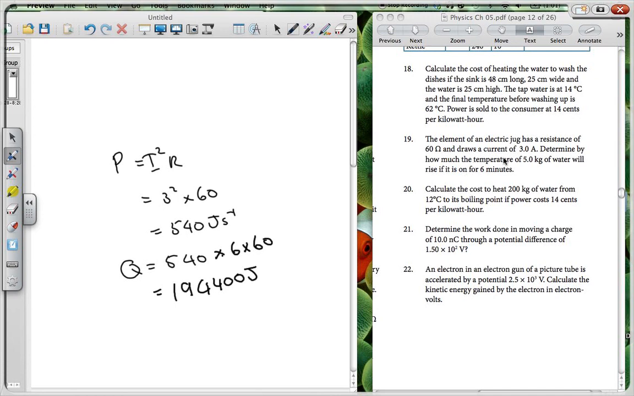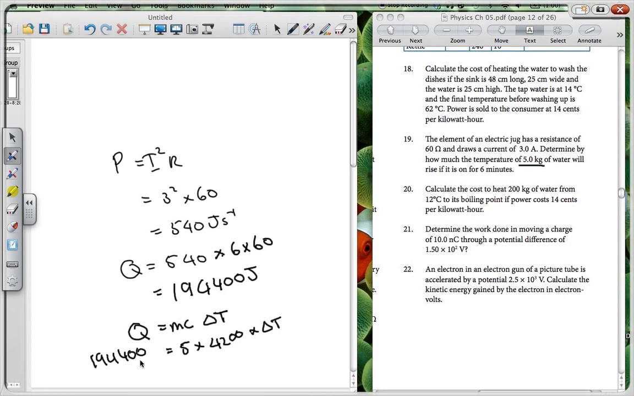Now this is used to heat 5 kilograms of water. So we use our formula Q is equal to mc change in temperature. We've got this as 194400. The mass of the water is 5. We can take the specific heat capacity as 4,200, and that's the change in temperature.